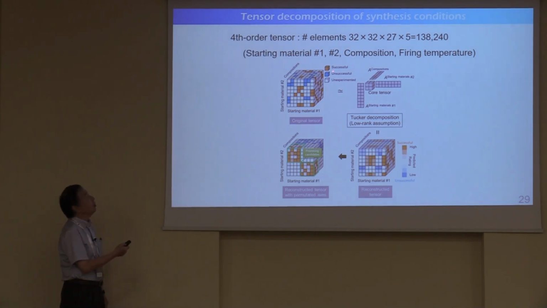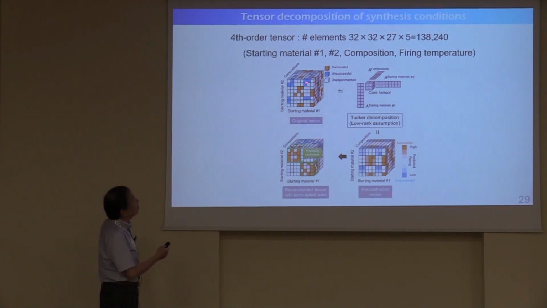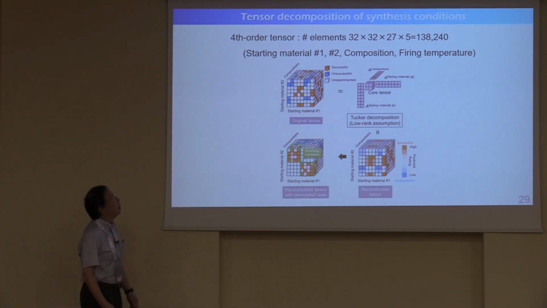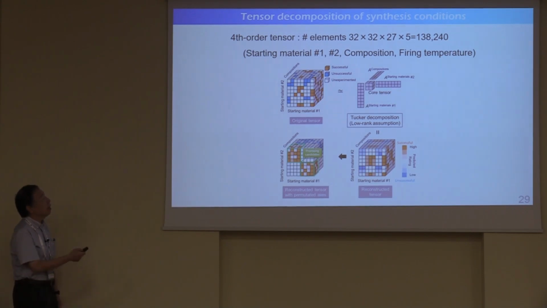And if it is successful, we get this orange from here. If it is not successful, then we get unsuccessful blue from here. This corresponds to the score plus one and minus one. But there are many unexperimented conditions shown by white color. And this is the original tensor.